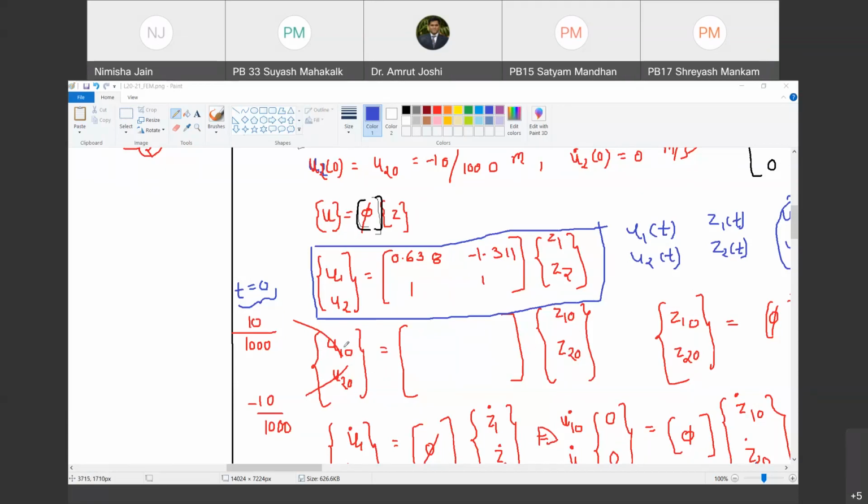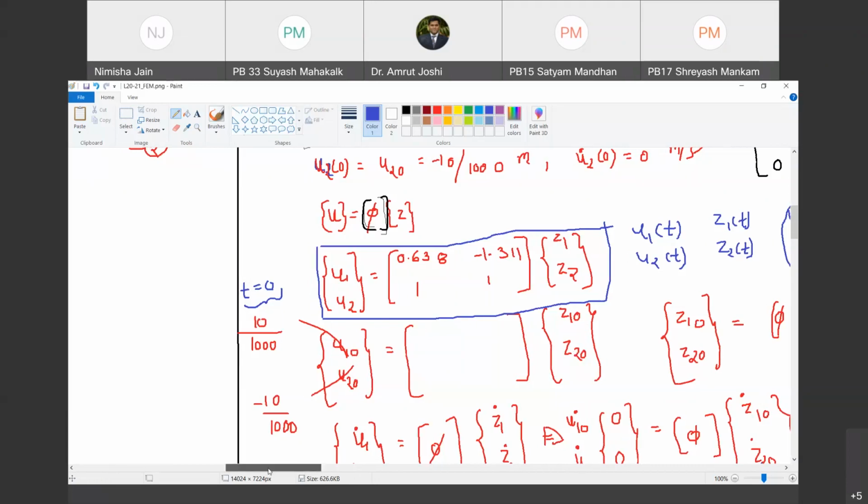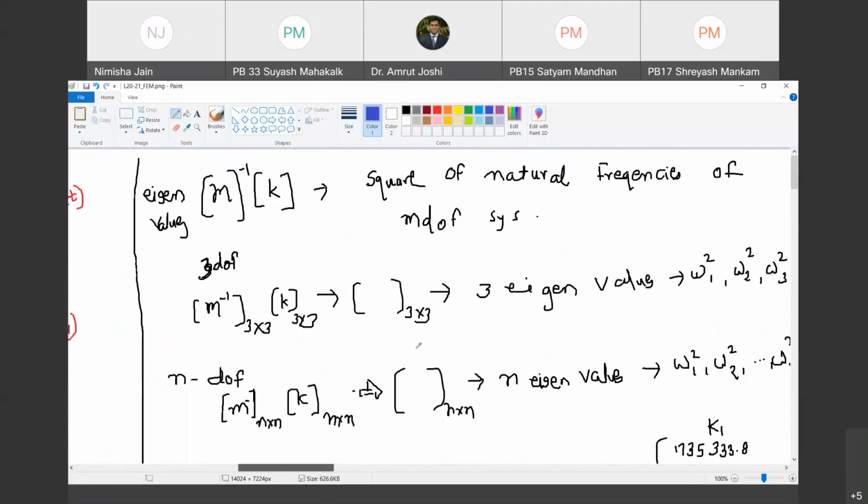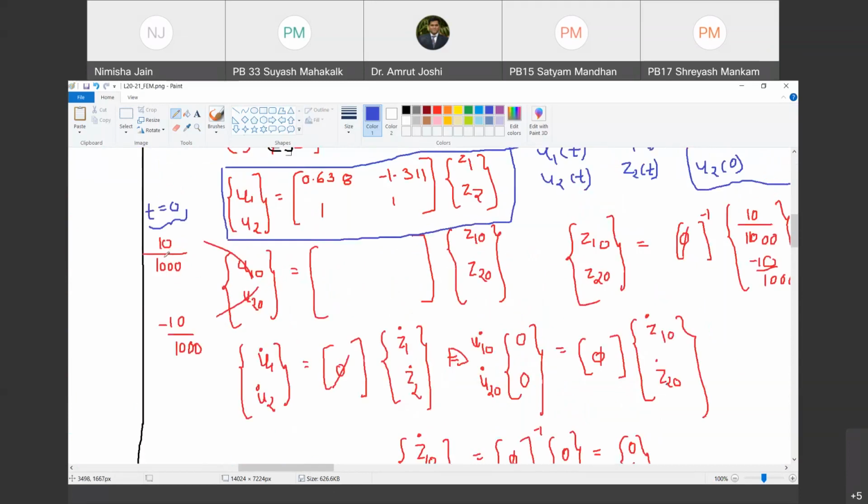Do you know the value of U10? The answer is yes. If you look at the problem, we started with the instant t equal to 0 when mass m1 was pulled towards right by 10 mm. So U10 is 10 by 1000, whereas U20 is minus 10 by 1000. That is what I have written here. Then you have this phi matrix as it is here, and Z10 and Z20.